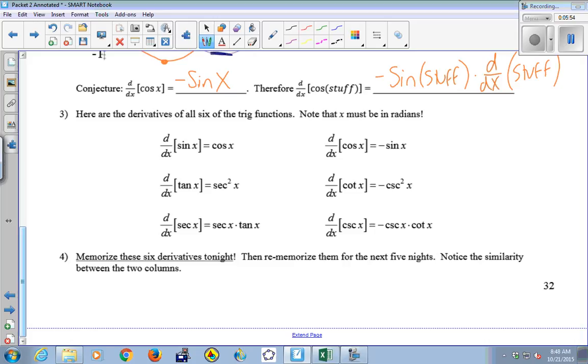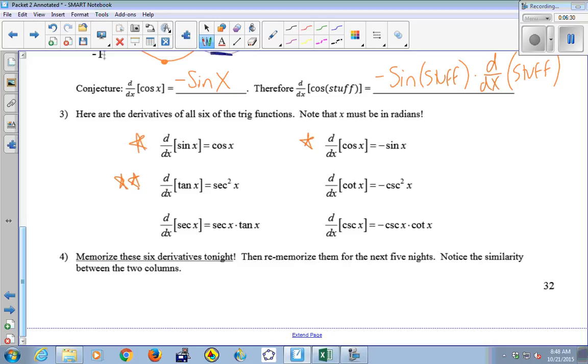Here are the derivatives of all 6 of the trig functions. So I just showed you a graphical reasoning behind those 2 formulas. Okay. Later in your activities, you're going to derive this one. Right? And I gave you a hint on how to do that. And all the other 3 of them can be derived the same way tangent is. Okay? So I'm not going to make you derive them all, but you can do them the same way you do tangent. And you do have to memorize these. You have to know them, memorize them tonight, rememorize them for the next 6 nights.